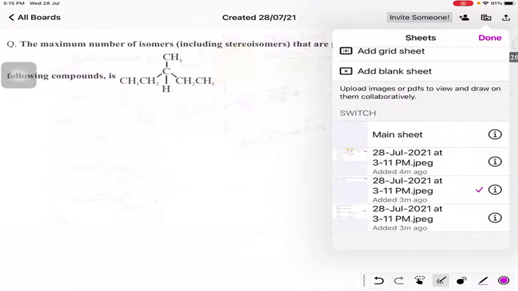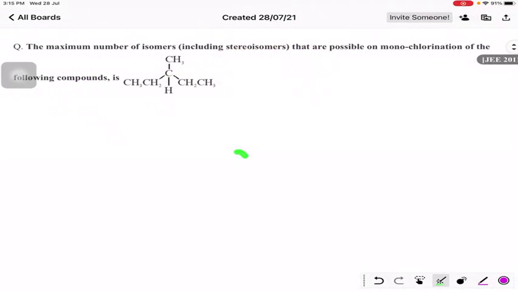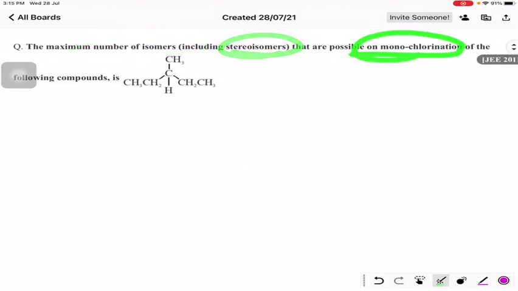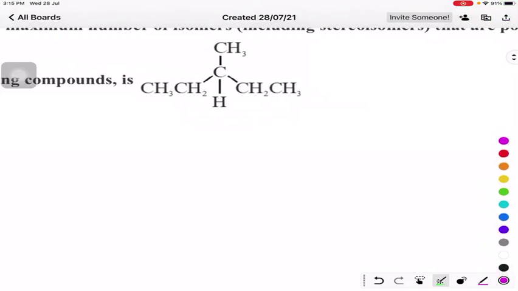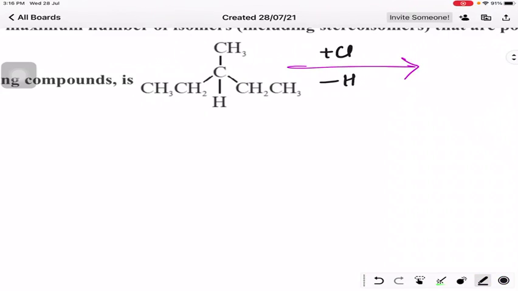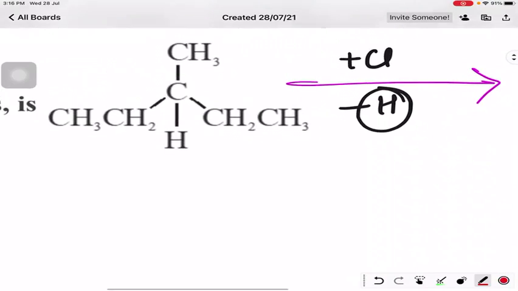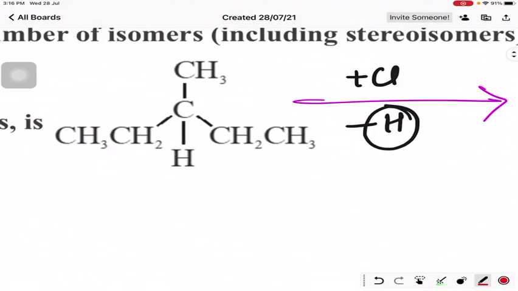Now the next question is: what is the maximum number of isomers, including stereoisomers, possible for monochlorination of this compound? You have to chlorinate once only, one chlorine atom, one hydrogen atom replaced by a chlorine atom. So when you are forming the chlorination here, you are adding chlorine and removing hydrogen. Just count the number of types of hydrogen present here. So just consider the environment of the different hydrogens present here.